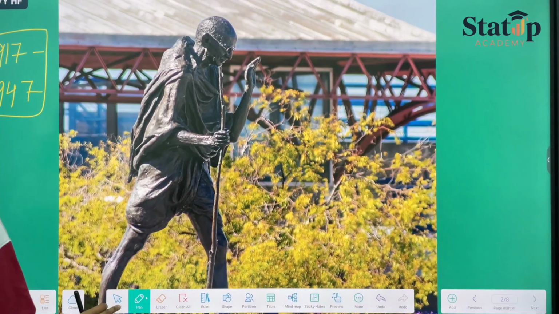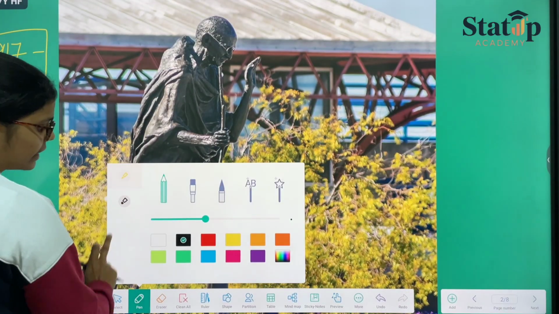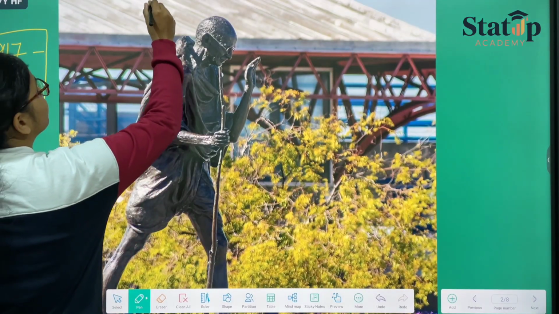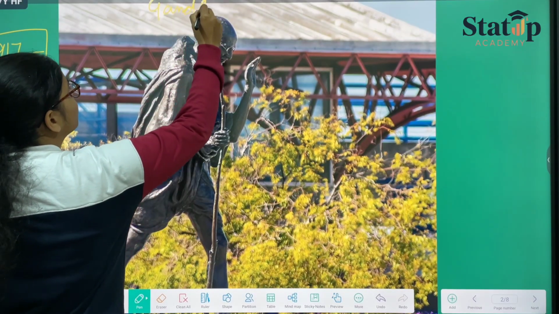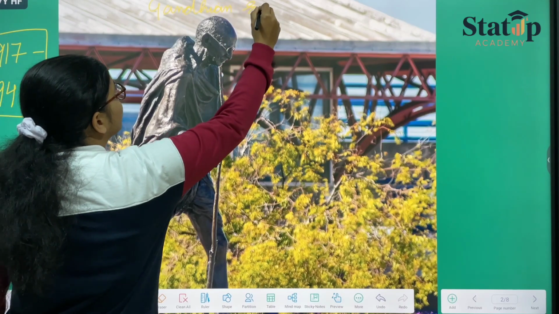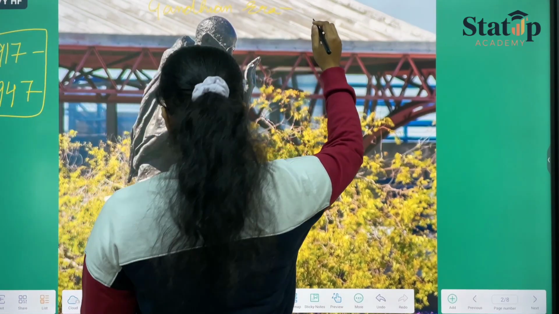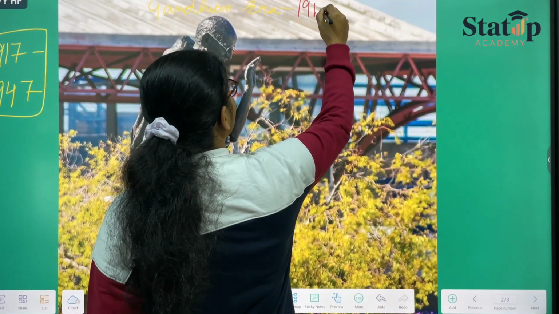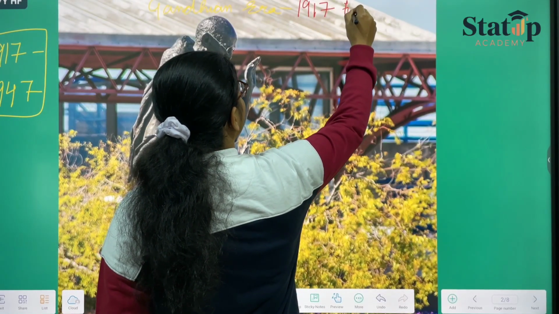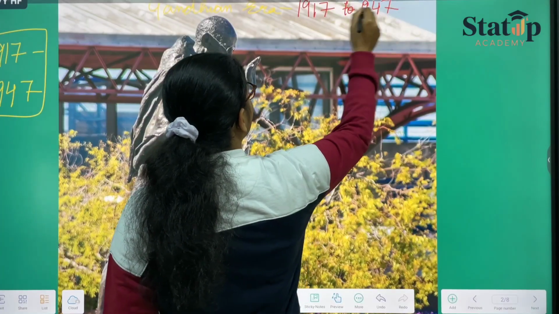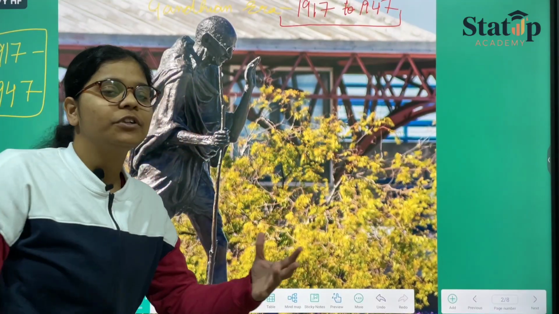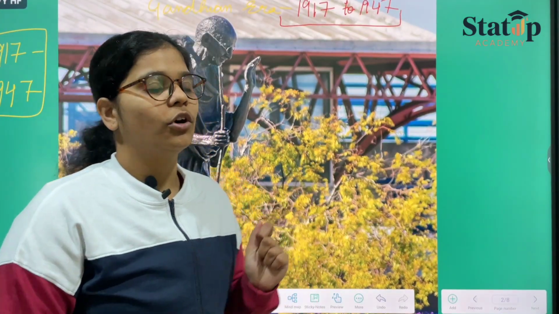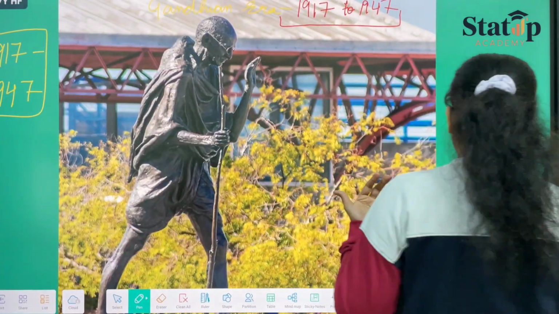So you can write or name this unit as, okay, I hope it will be visible, Gandhian era. Gandhian era, say from the year. So, marking of the year and representation of the years is important while answering your history question. So, let's move on to the main topic.